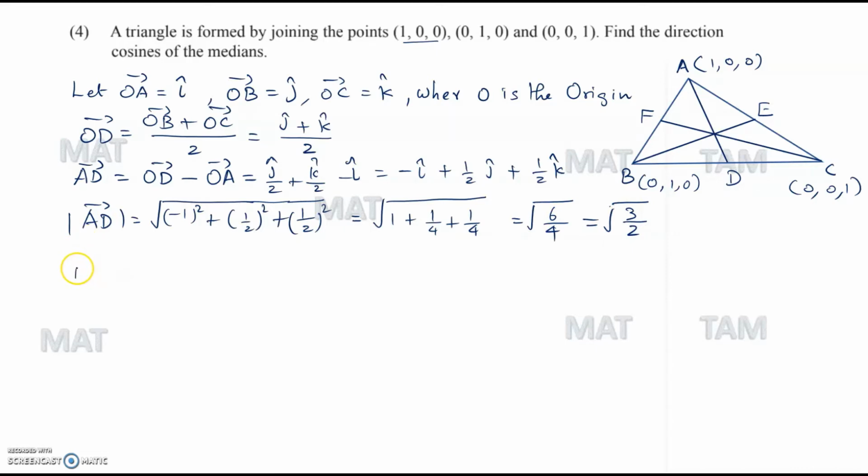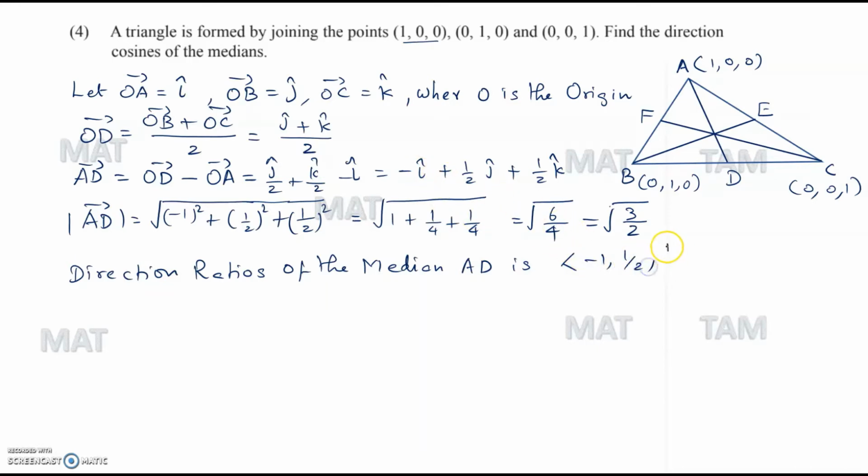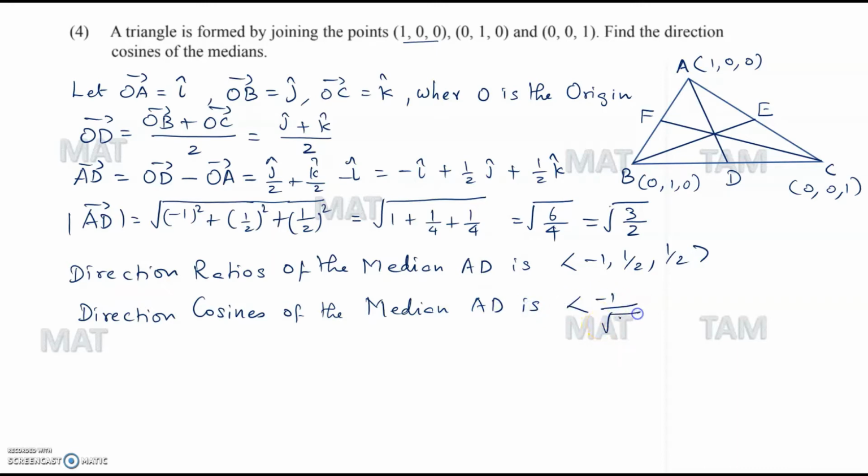Therefore, the direction ratios of the median AD are minus 1, 1 by 2 and 1 by 2, and the direction cosines of the median AD are minus 1 by root of 3 by 2, 1 by 2 over square root of 3 by 2, 1 by 2 over square root of 3 by 2.